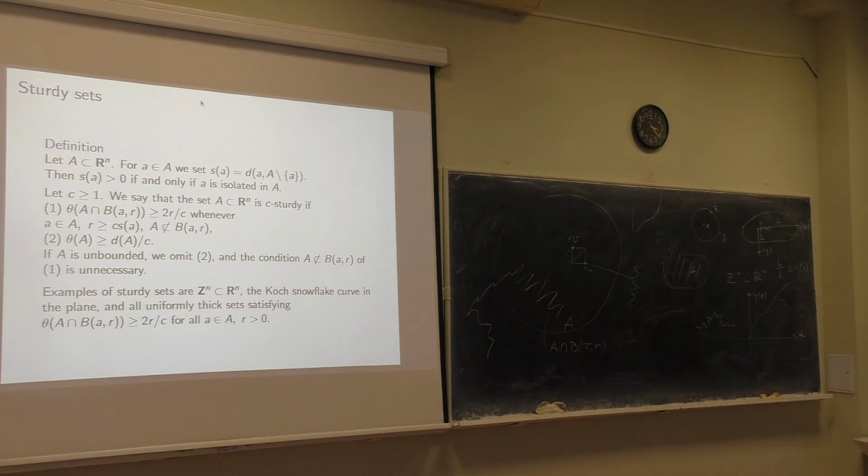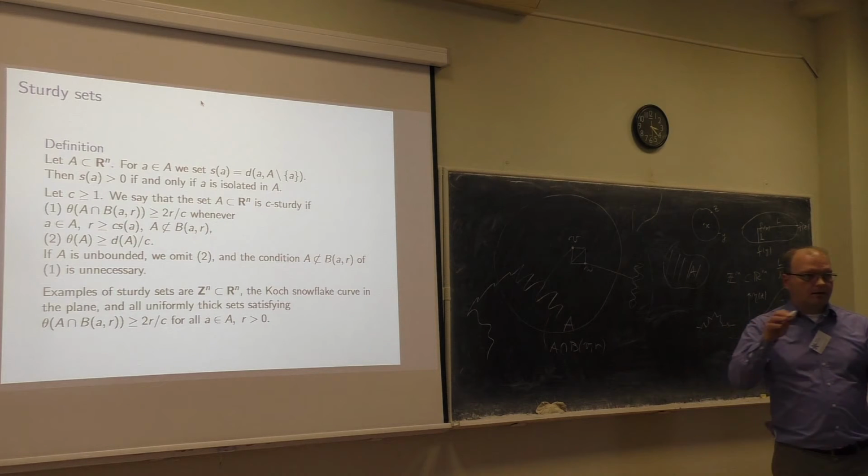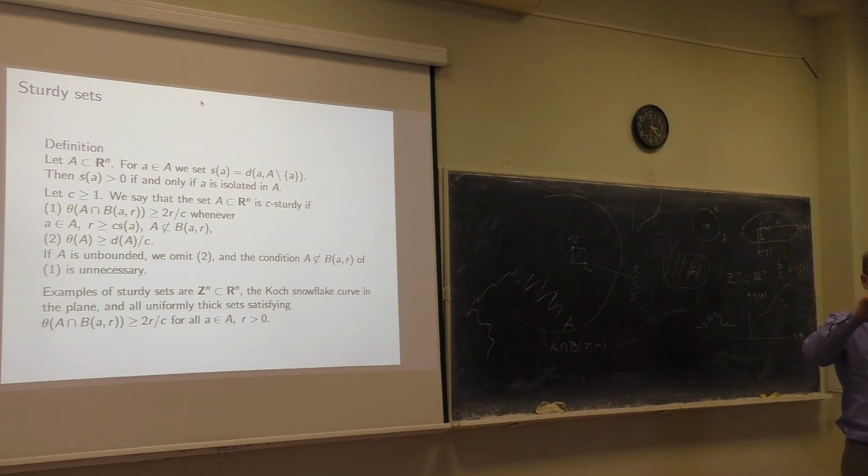So let's end with this definition of sturdiness. The main idea is that we need thickness for this set, not globally, but in all intersections. A intersected with every ball should have reasonable thickness, something related to the radius. Uniformly thick sets satisfy this for all balls.